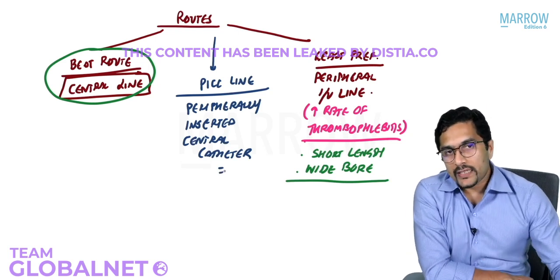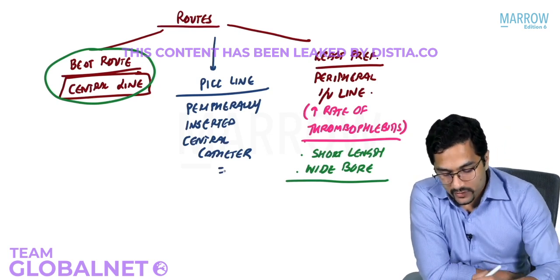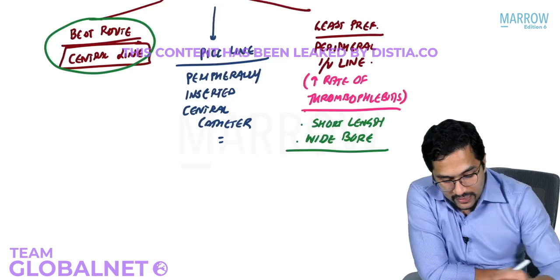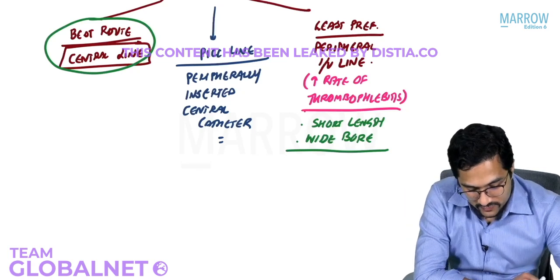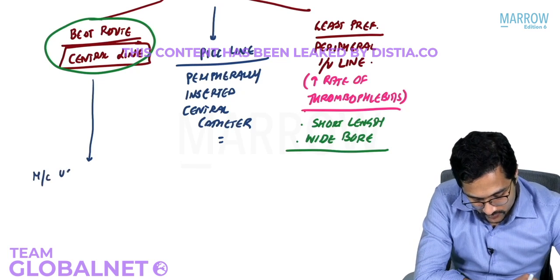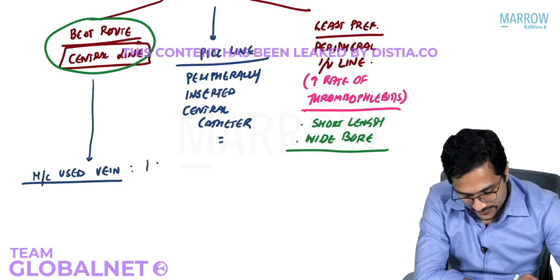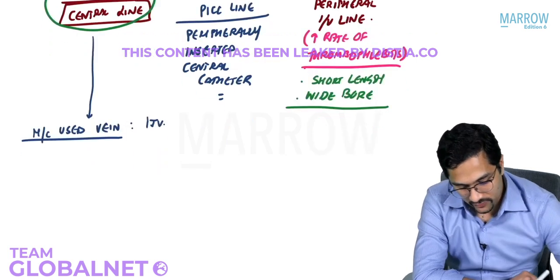So we'll talk about each one of them in detail. Central lines are the best way to give total parenteral nutrition. And for central lines, there are certain points which you need to know. The most commonly used vein overall for central line is the internal jugular vein, IJV.